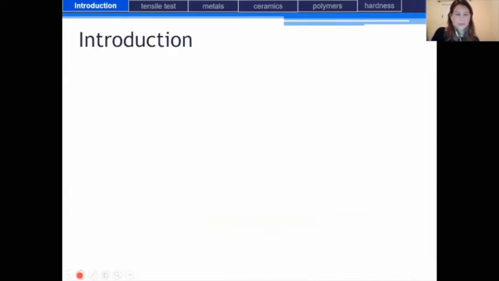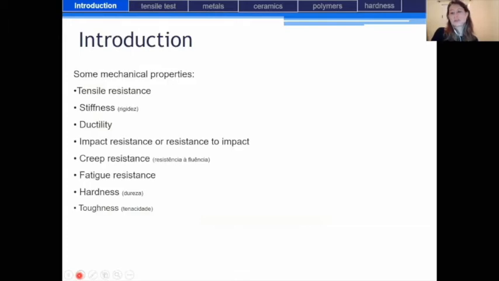So now we are going to introduce some mechanical properties. In fact, there are various mechanical properties such as tensile resistance, stiffness, ductility, impact resistance, creep resistance, fatigue resistance, hardness, toughness, and so on. So depending on the application, on the product that we want to build, we should identify what should be the mechanical properties that are important for that case.